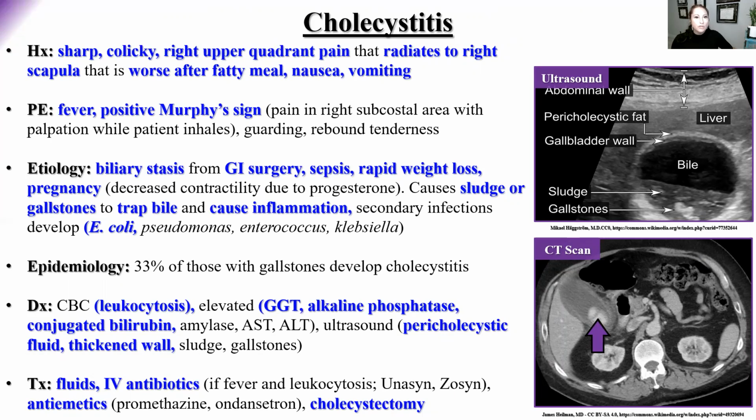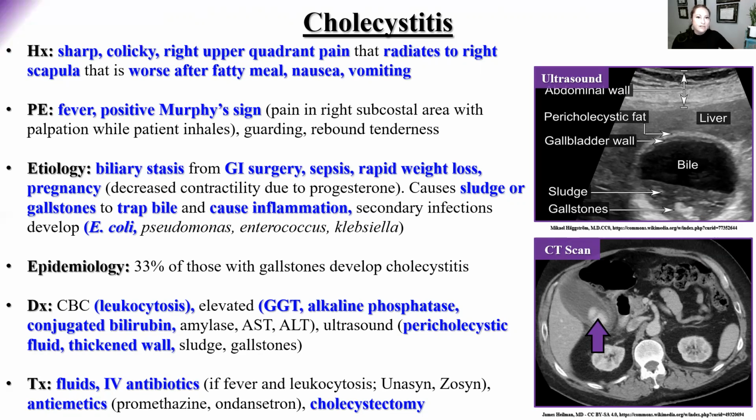The most common cause for the infectious process is going to be E. coli. We know that E. coli is a common flora that's in the gut, but also Pseudomonas, Enterococcus, and Klebsiella can be common agents, but E. coli is going to be your exam choice for this one. 33%, so a third of those with gallstones will go on to develop cholecystitis. That's why we want to remove them, is to prevent this.